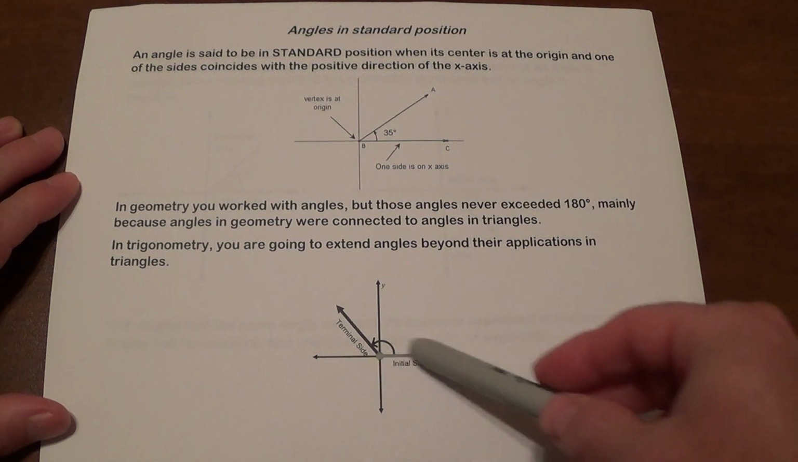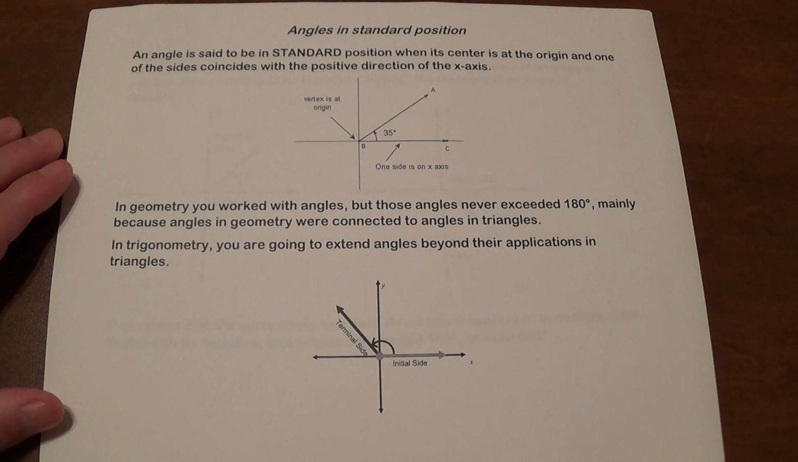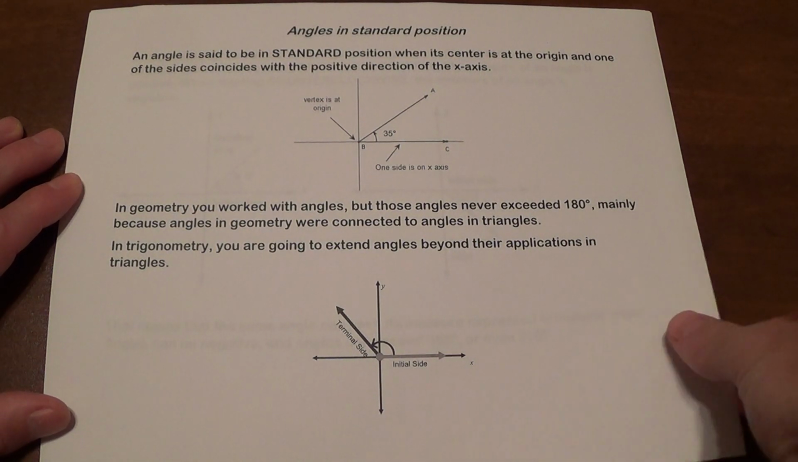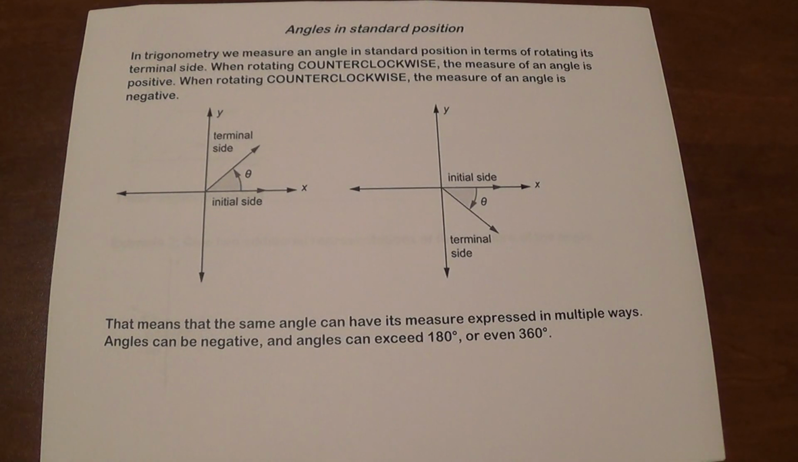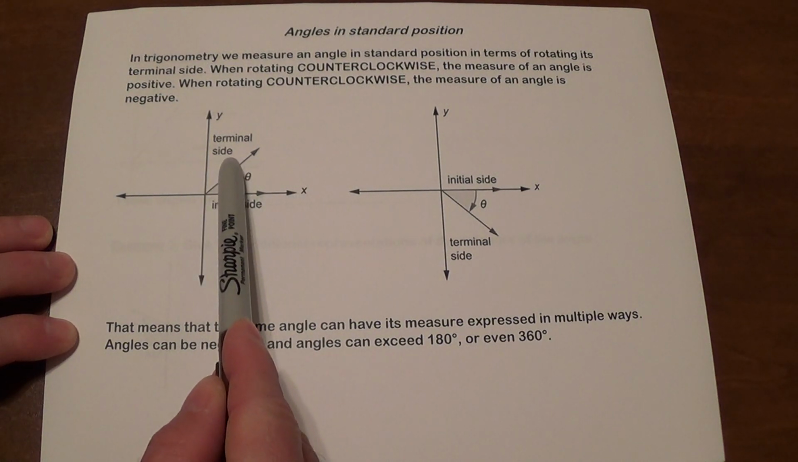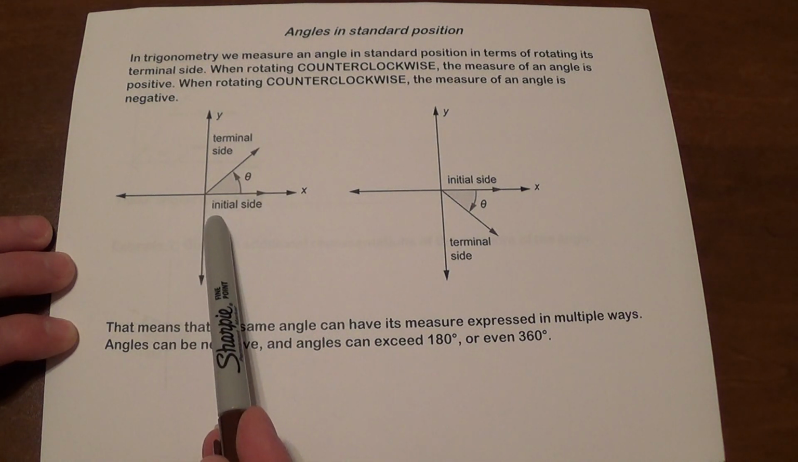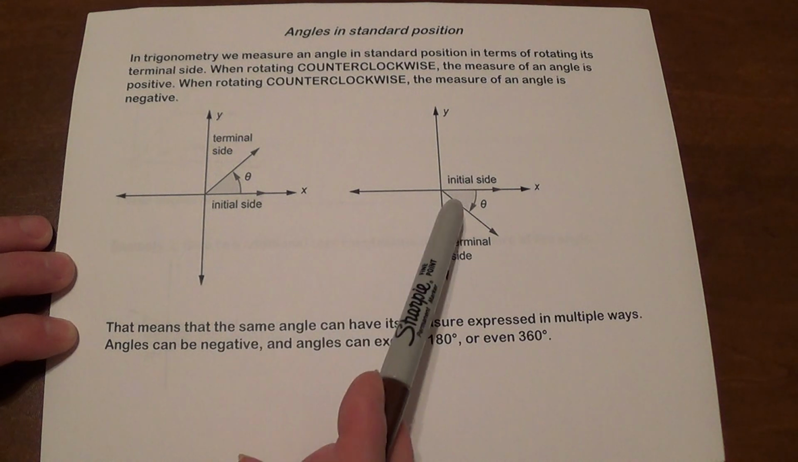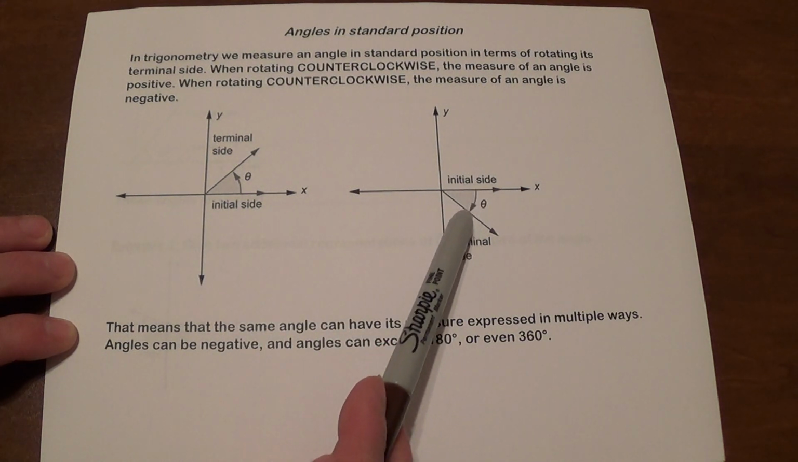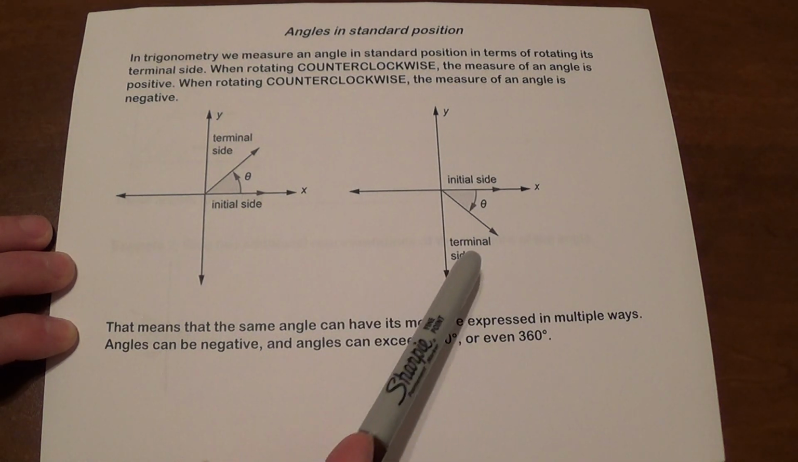So you can have an angle like this, for example, with an initial side here and a terminal side here. This is what we consider to be standard position. We measure an angle in standard position by thinking in terms of rotating its terminal side. We have an initial side here. If we start rotating counterclockwise, the terminal side is going to be somewhere here, so this angle is going to be positive. But if you rotate your angle clockwise, so the initial side is here and the terminal side is here, then this angle is going to be negative.